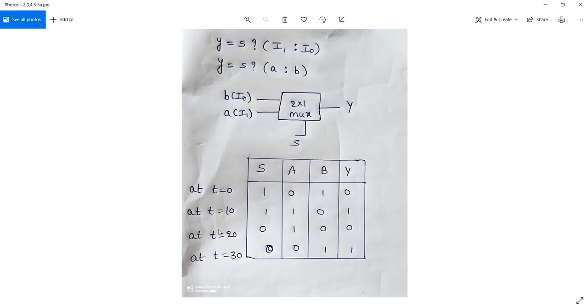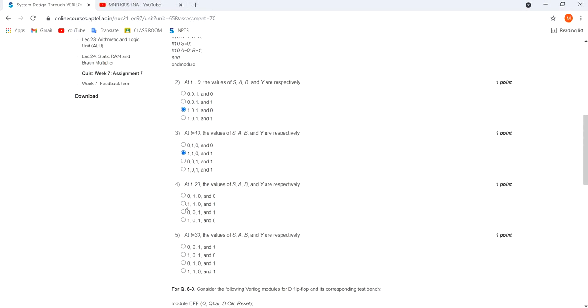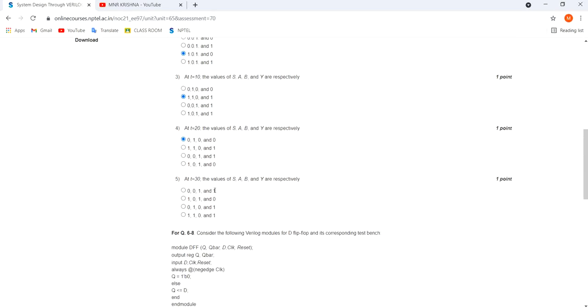Here if s is equal to 0, the b input, that is i0, is selected. i0 means b, so i0 b is selected, b is nothing but 0, so output y equals 0. Then at time t equals 20, S, A, B, Y are 0 1 0 0, that is option A. It is a suitable answer for that.